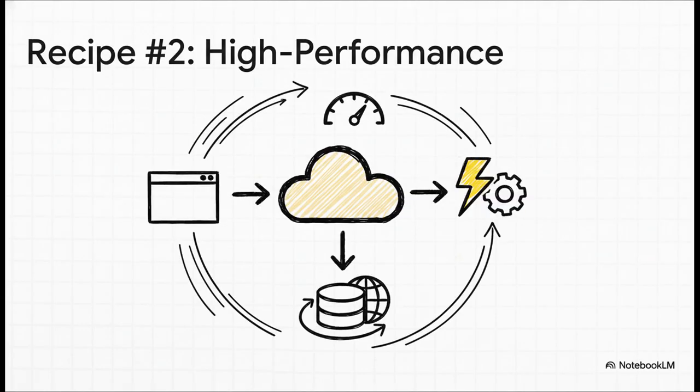Recipe number 2 is all about high performance. If your priority is raw speed and handling a ton of traffic, the Cloudflare ecosystem is simply unmatched. You host your front end on Pages, run your API on Workers, and connect to a database like Supabase. Because everything runs at the edge, super close to your users, this stack is built for incredible speed.